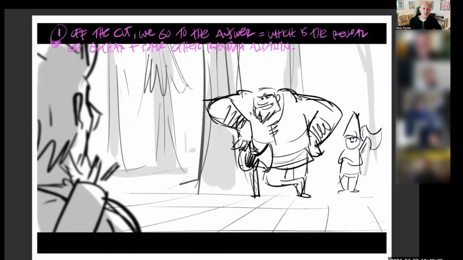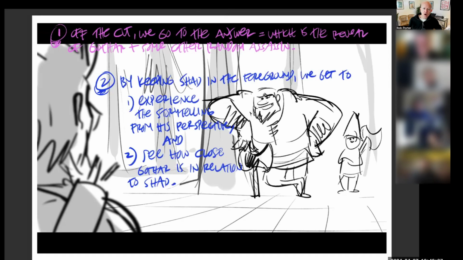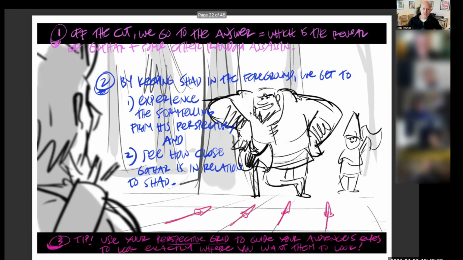And we're in an over the shoulder. By keeping Shadowheart in the foreground, we get to experience the storytelling from his perspective and see how close Gothar is in relation to Shadowheart. This gives us another great spatial relation of knowing how near or far they are. And it connects him in the shot. It is telling his story. We're learning this information from his perspective.